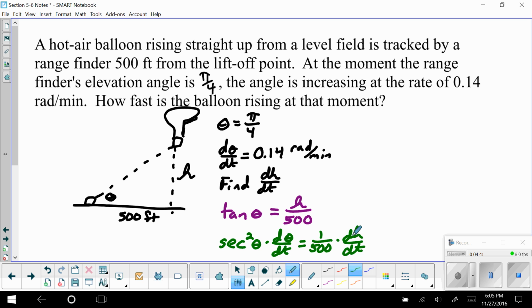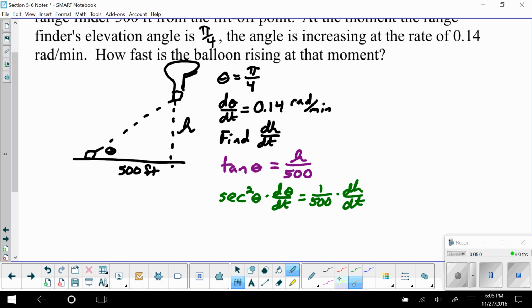I know the d theta/dt. I'm looking for dh/dt. I need secant squared of theta, but I know theta is pi/4. Secant squared is 1 over cosine squared. Cosine of pi/4 is 1 over rad 2. Reciprocal of that, rad 2 squared, is 2. So this is going to be 2 times 0.14 equals 1 over 500 dh/dt. Multiply each side by 500, and I get that dh/dt is 140, and then h is being measured in feet because our distances are measured in feet. Time is being measured in minutes. And there we have our solution.